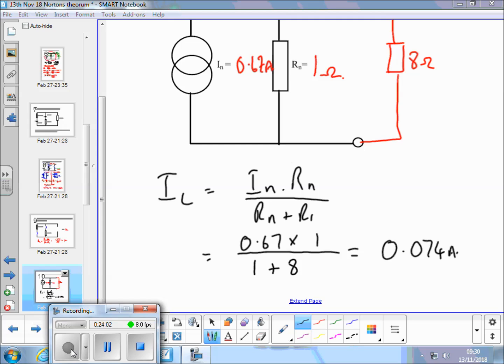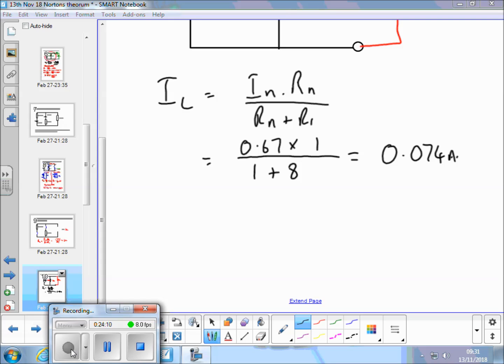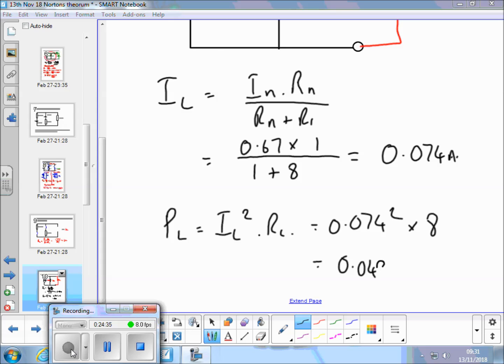Everyone else get that? I got that, yeah. And then, therefore, PL is IL squared RL. What about that? We get the power. Okay.